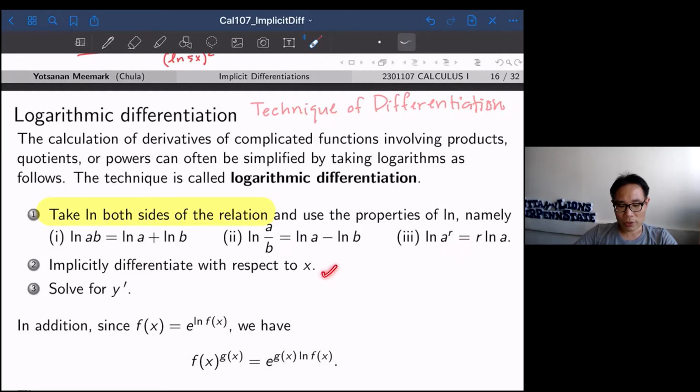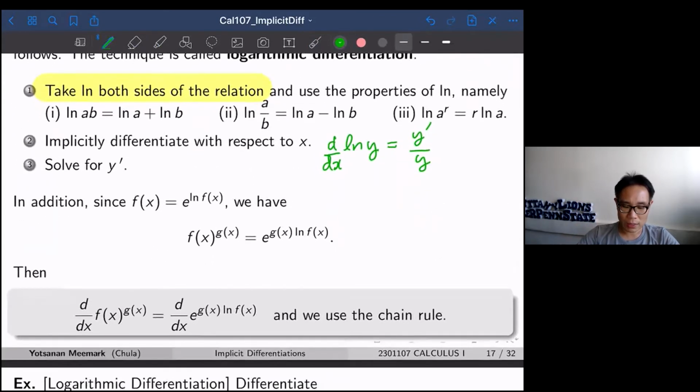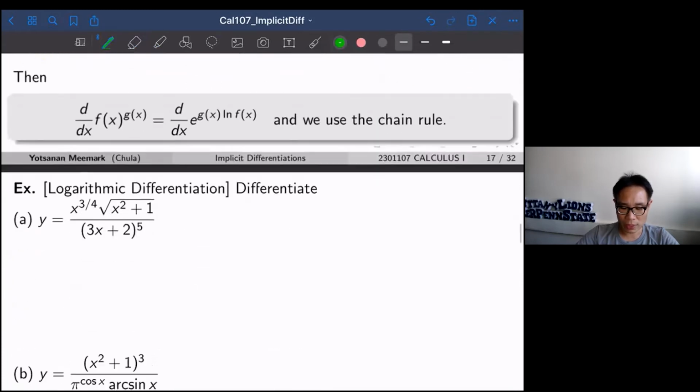Then you implicitly differentiate with respect to x. One thing to recall is that d/dx of log y turns out to be y prime over y. This is what we have learned earlier. Then you solve for y prime. We're going to have another technique, so let's do number 1, 2, and 3 first, and then I'm going to come back to this technique.